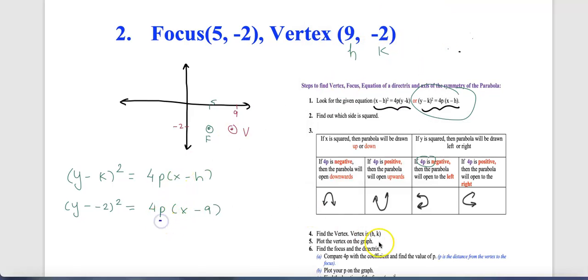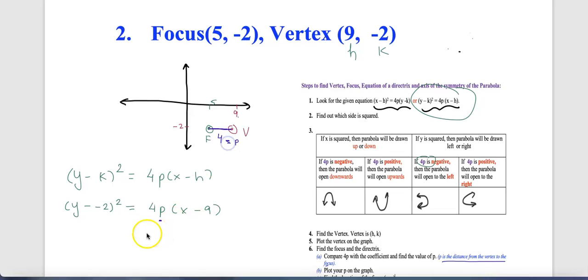So what is p? P is the distance from the vertex to the focus. This is your vertex, this is your focus, so what is this distance? This is 9, this is 5, so this distance is 4. So what is my value of p? P is 4.